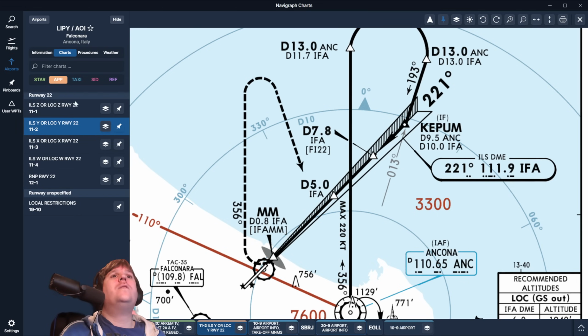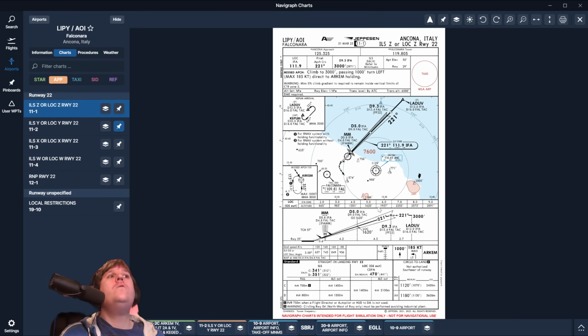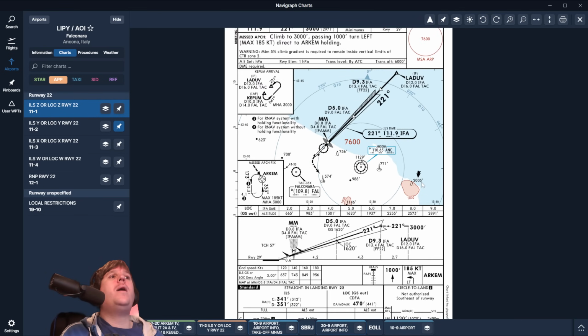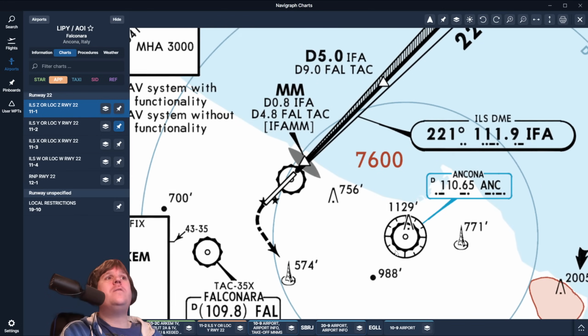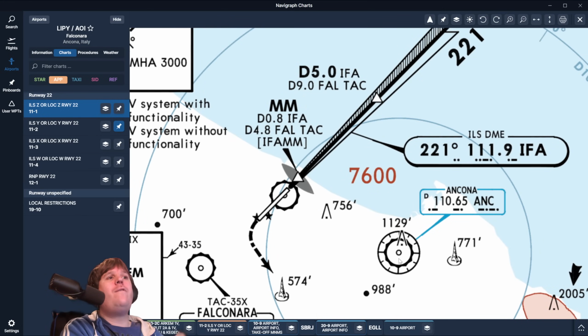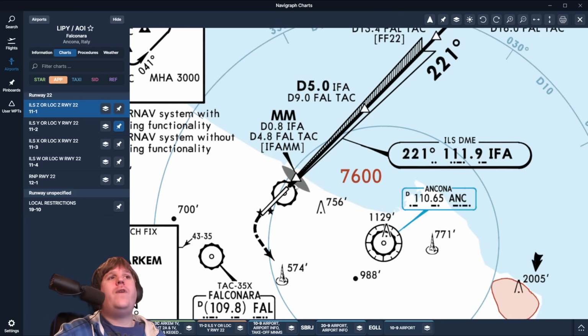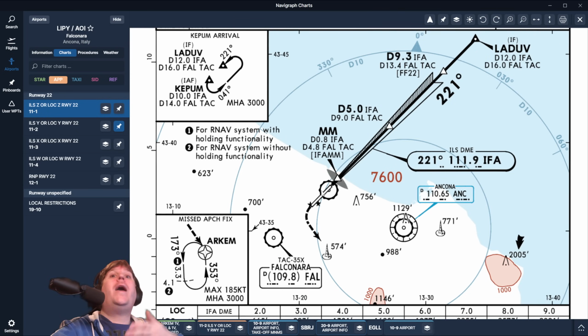So if we come back to the approaches, and if we take ILS Zulu, we can see why it just wouldn't apply. Because we've got, yes, Ancona depicted, but there is no way to get from Ancona onto the final approach. ATC could, of course, vector us, but then that's what ATC is doing, not what the procedure dictates.